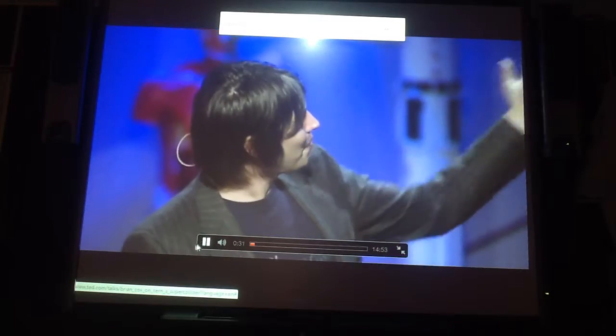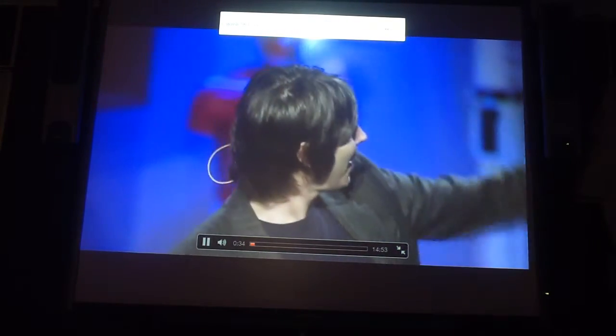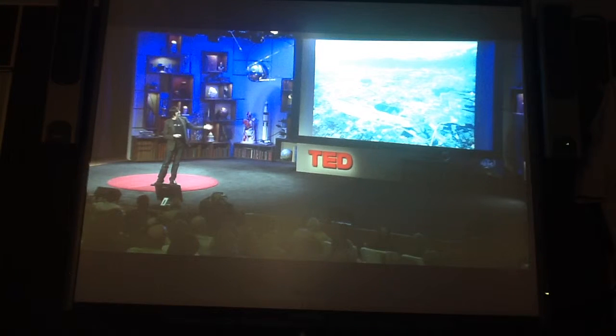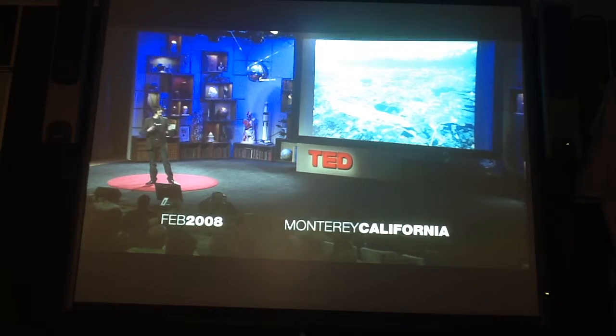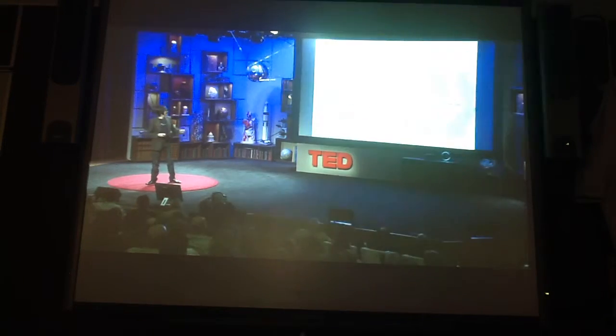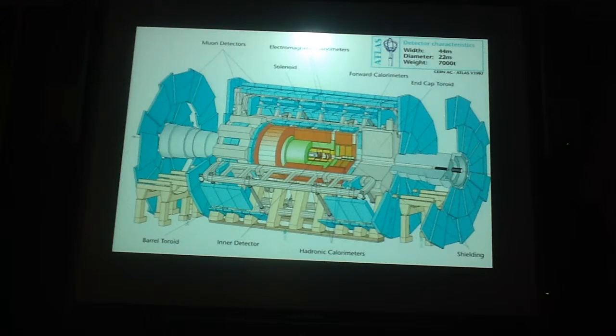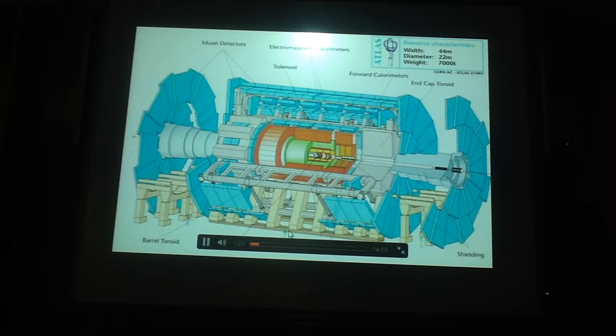Accelerate protons, so hydrogen nuclei, around at 99.999999% the speed of light. Right, at that speed, they go around that 27 kilometres 11,000 times a second. And we collide them with another beam of protons going in the opposite direction. We collide them inside giant detectors. They're essentially digital cameras. And this is the one that I work on, Atlas. You get some sense of the size. You can just see these EU standard size people underneath. You get some sense of the size. 44 metres wide, 22 metres in diameter, 7,000 tonnes.